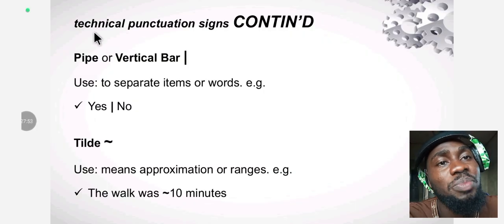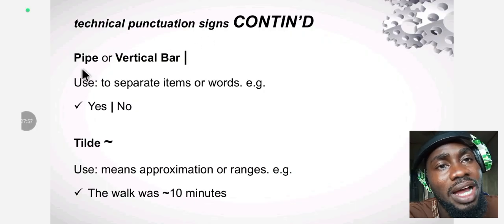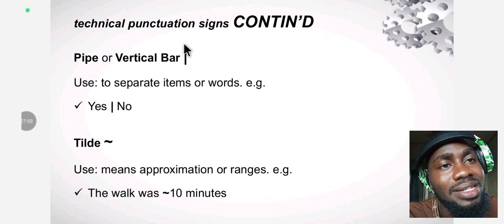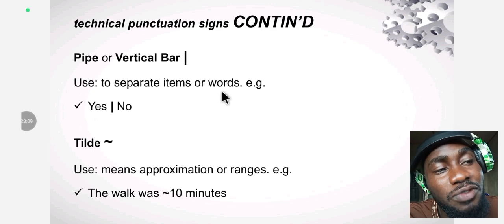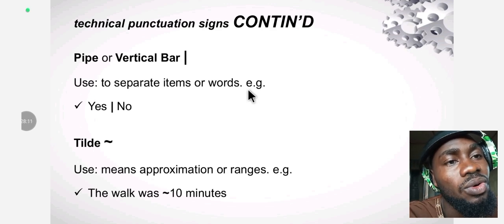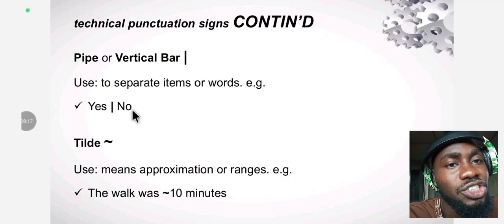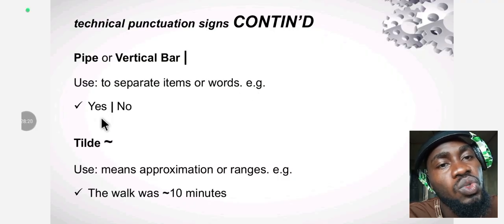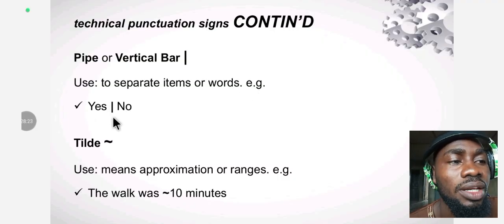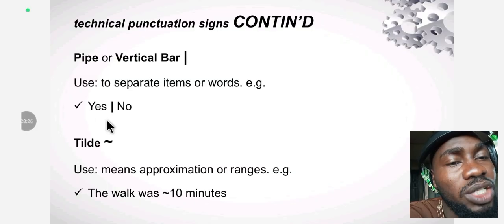Still on the topic, technical punctuation signs. The next we have here is pipe or Vatican bar. This is the sign. Pipe or Vatican bar. Use it to separate items or words. You use it to separate items, in informal writing or casual writing. For example, yes | no. You use it to separate yes and no. Yes | no. It's just like putting a bar in between two things to separate them.